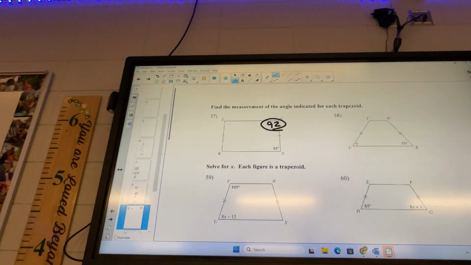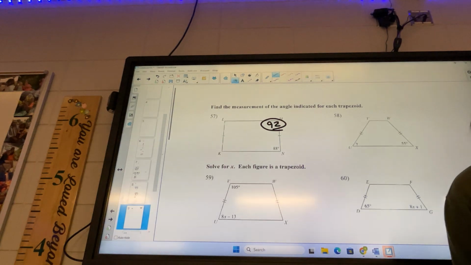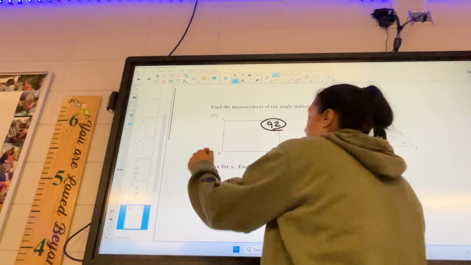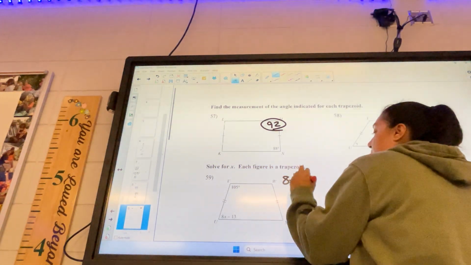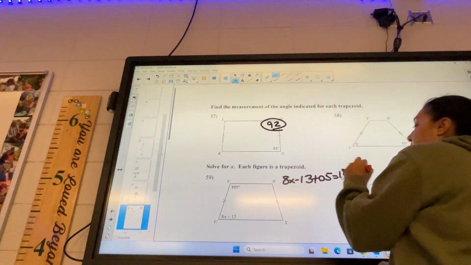Okay, 59. Are those two the same or are they different? Different. Different means add together, equal to 180. So we're going to say 8x minus 13 plus 105 equals 180.